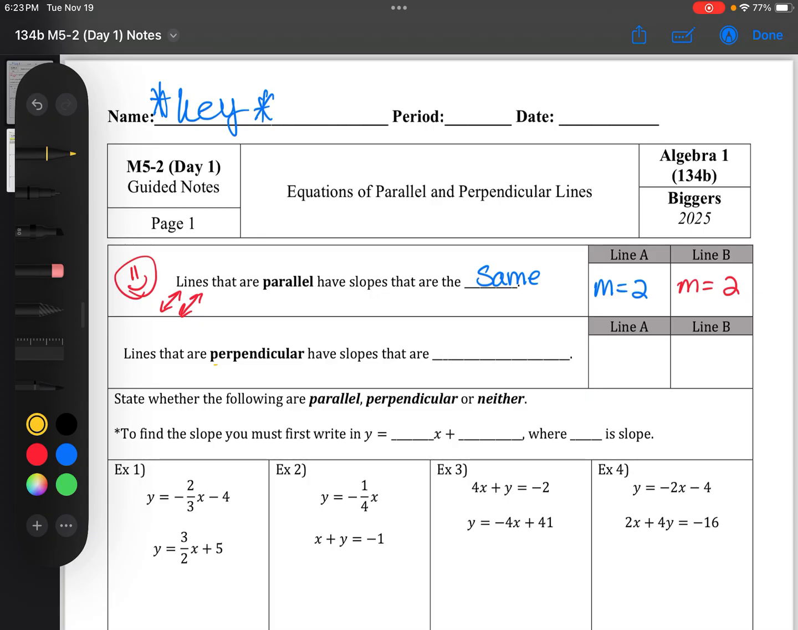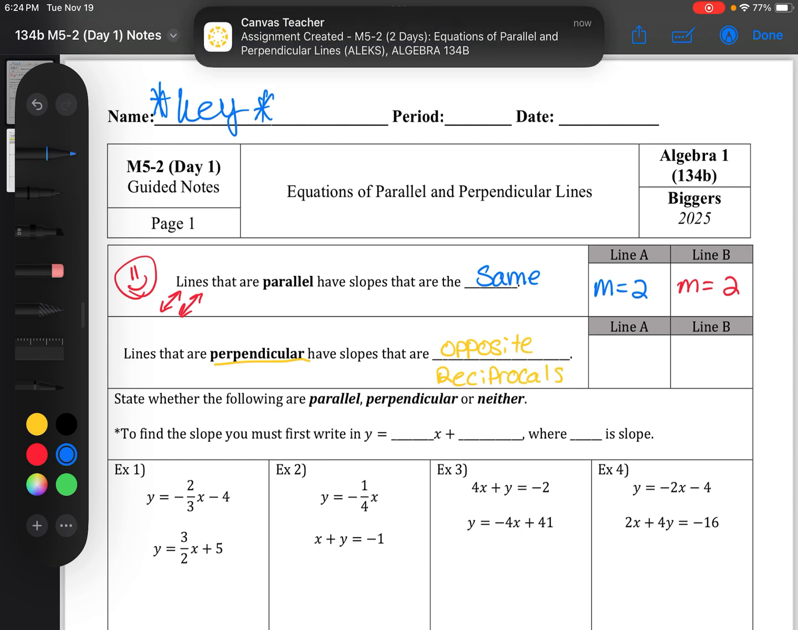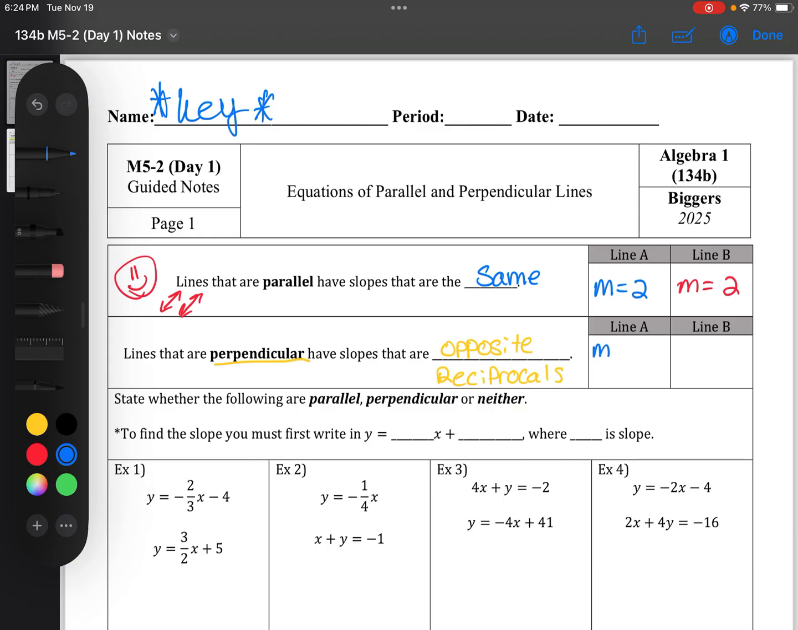Perpendicular lines, on the other hand, like to be different. They have slopes that are known as opposite reciprocals. For example, if I have a slope of 2, the opposite reciprocal of that is going to flip it over a fraction. So it's going to become 1 over 2. And it's opposite, so it has to be negative, okay? So not only does it flip that 2 over a fraction, it makes it negative, okay?